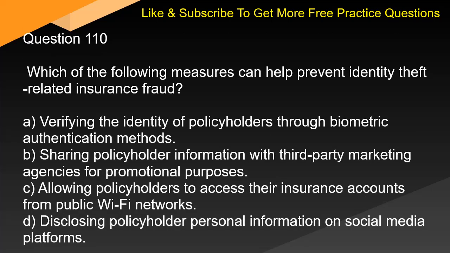Question 110. Which of the following measures can help prevent identity theft-related insurance fraud? A. Verifying the identity of policyholders through biometric authentication methods. B. Sharing policyholder information with third-party marketing agencies for promotional purposes. C. Allowing policyholders to access their insurance accounts from public Wi-Fi networks. D. Disclosing policyholder personal information on social media platforms.